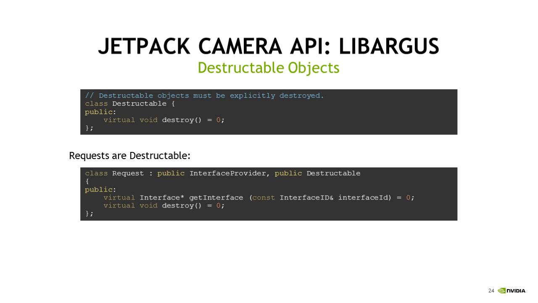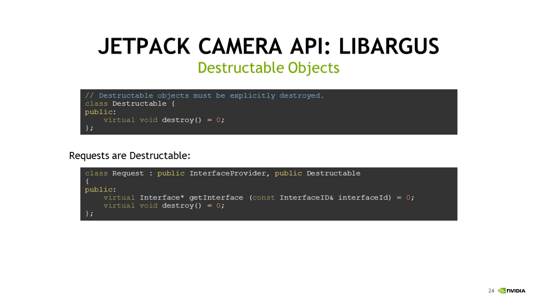I mentioned earlier that objects may be destructible, which means that they must be explicitly destroyed by the client that created them. These objects simply inherit from the destructible class, which provides a single destroy method that is called to destroy the object. Now, some of you may want to call me out for saying earlier that objects do not have methods. So let me correct that statement now. GetInterface and destroy are the only two methods that will ever be called directly on an object, period.